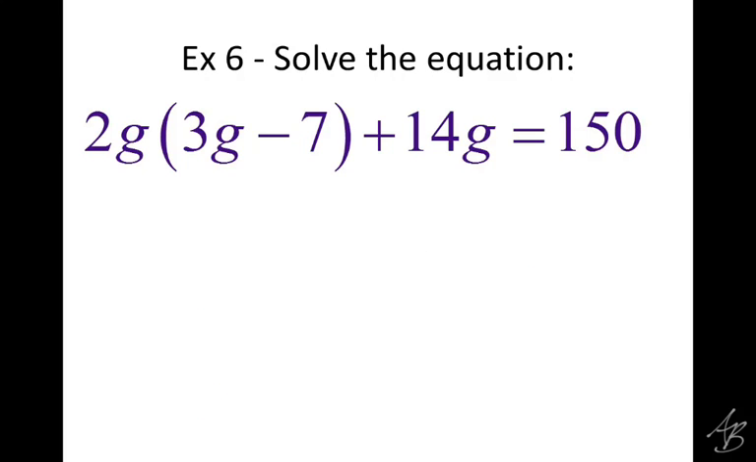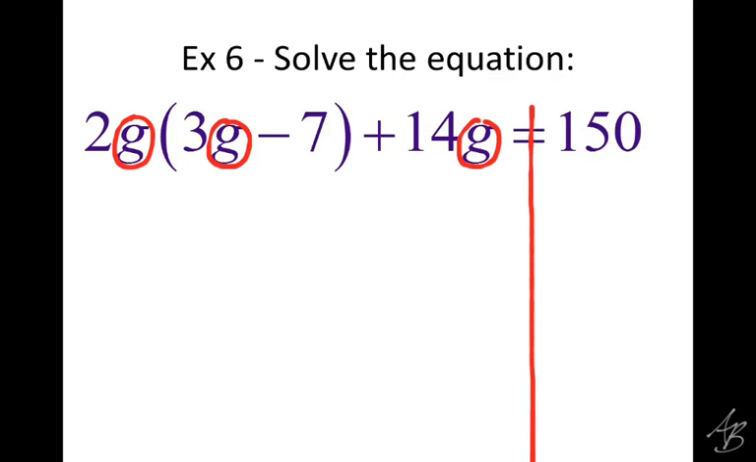All right, so we're going to start this just like all the other ones. We'll draw our line through the equal sign, and we're going to circle our variable. We've got g's in a bunch of different places here, right? So this is going to kind of go back to what we were doing last week and the week before, where we have variables in different places.